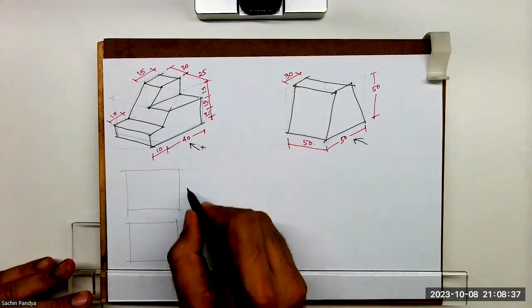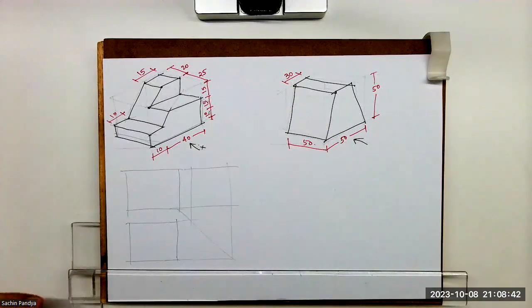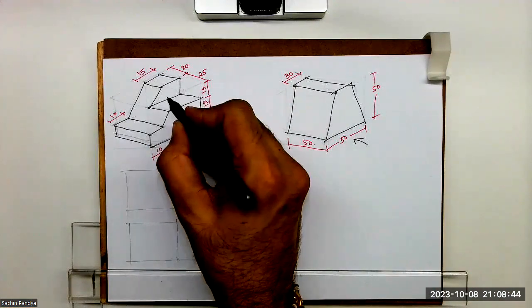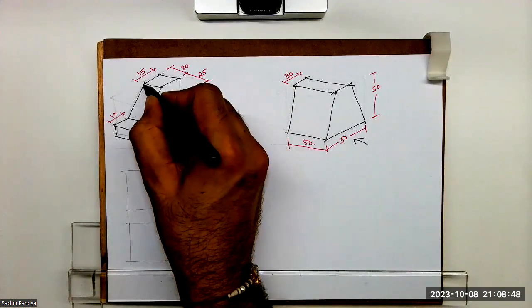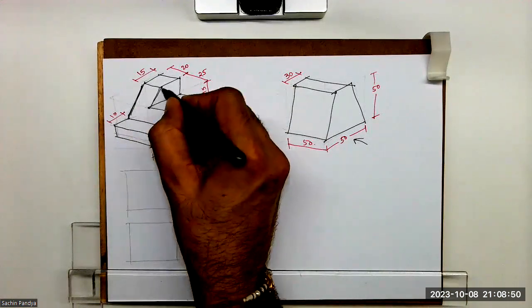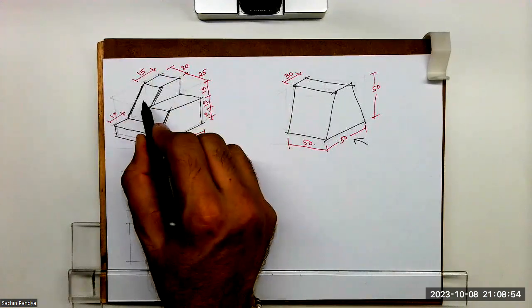So I'm drawing layout. Now after that, when you start slope, always remember, draw that slope first. In this case, what is important? Drawing this slope. Now in this, if you see this slope, this slope, this slope is same inclination. So it's very important to draw the slope.